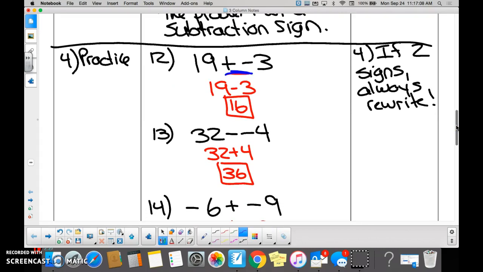Sliding down to our last one, when you're doing your homework assignment, will I expect you to rewrite if you have 2 signs together? Yes. So please don't just give me the answer, give me the rewrite. However, if you have 3 plus 1, is there anything to rewrite? No. So you're just going to write 4 and box it. Questions?